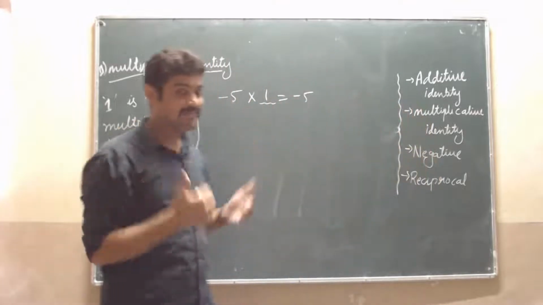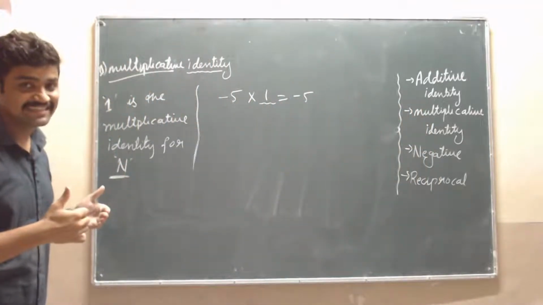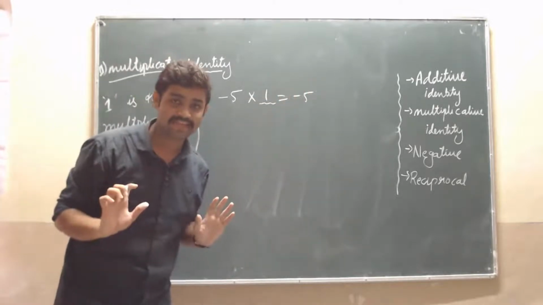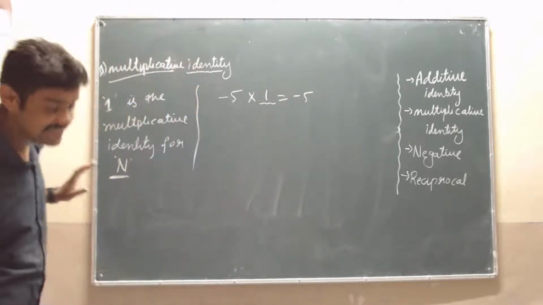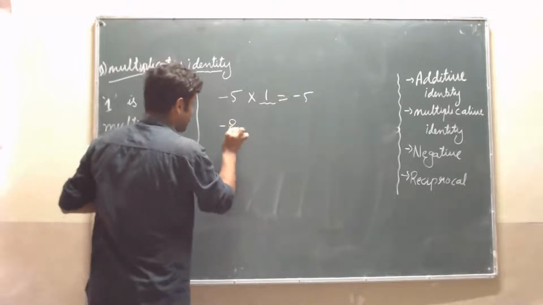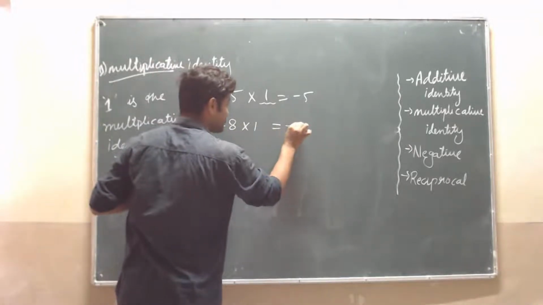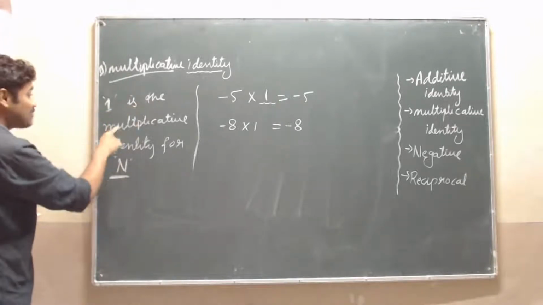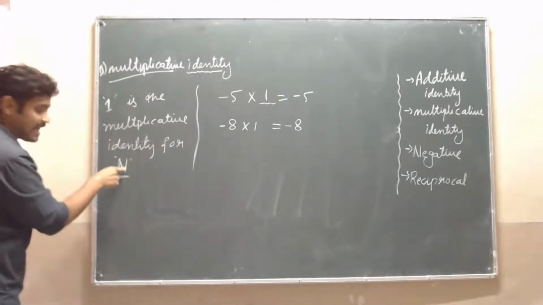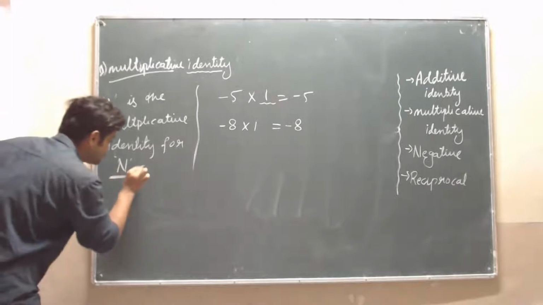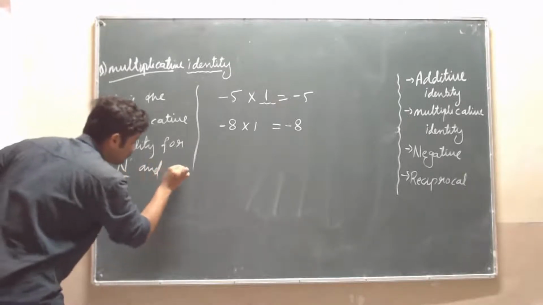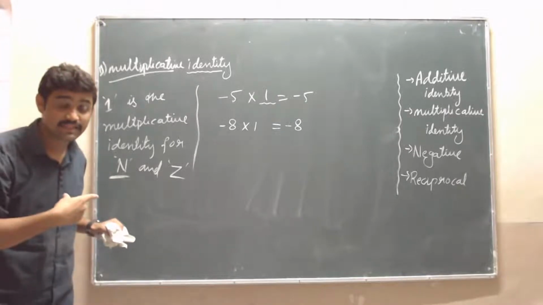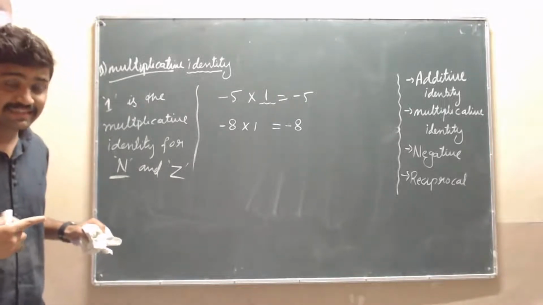That is the multiplicative identity, isn't it? Any number multiplied with 1, we will get that number. That's why we can also say, one more example, -8 into 1 is -8. Then also we can say that 1 is the multiplicative identity for natural numbers as well as integers, isn't it?